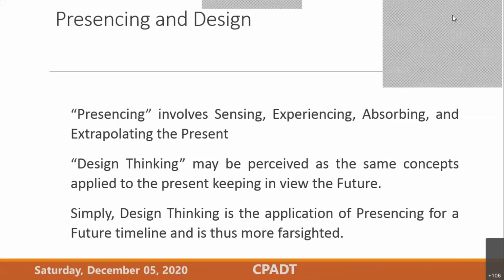So what exactly are we doing in design thinking? All these concepts we are trying to perceive in the present, keeping in view the future. That is what presencing means. So design thinking is the application of your presencing for a future timeline, with more far-sightedness. For example, if I'm trying to come up with a solution for any problem using design thinking or problem solving techniques, you also think from the future aspects, having a far-sighted view, and you try to solve that problem. That is what presencing emphasizes. So this is what exactly we do here at the Center for Presencing and Design Thinking.